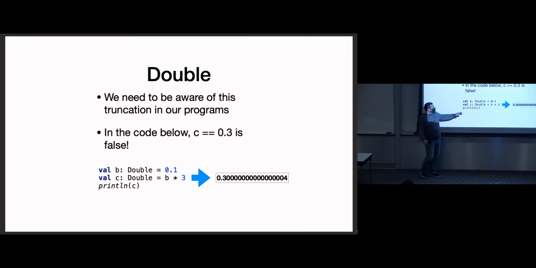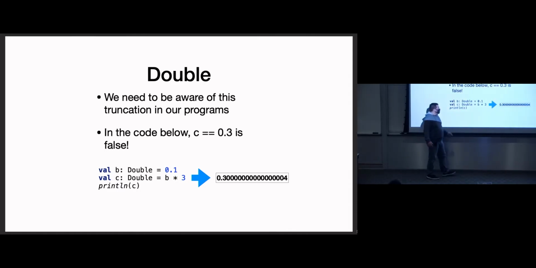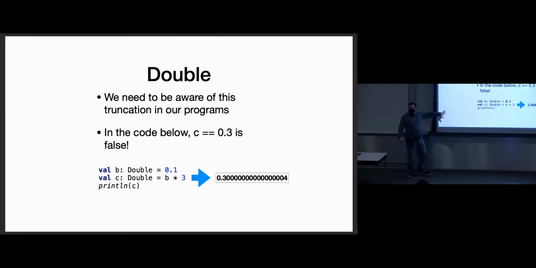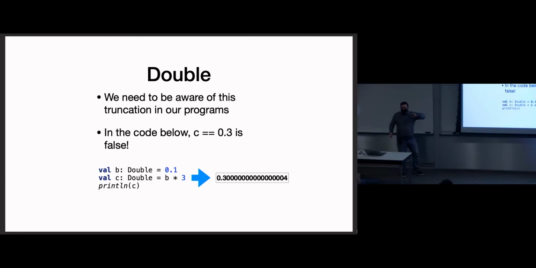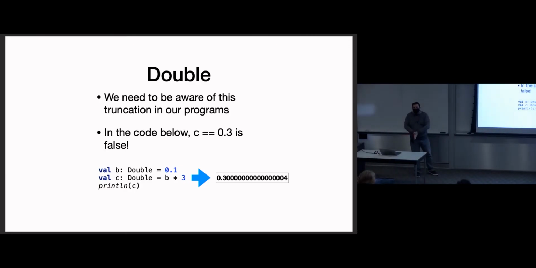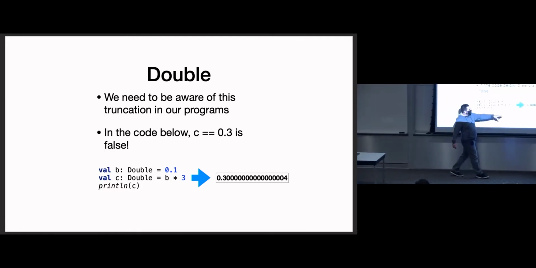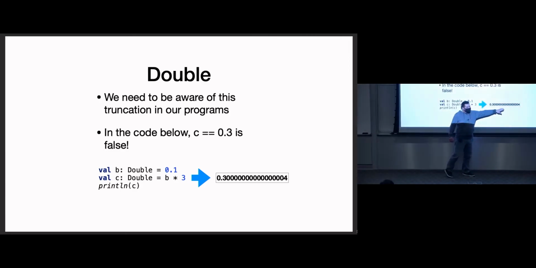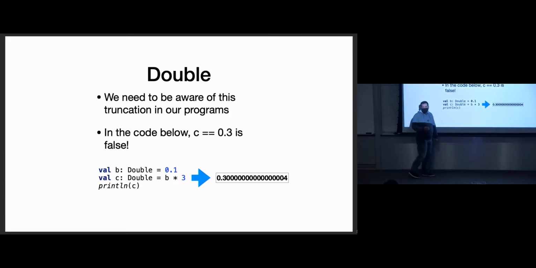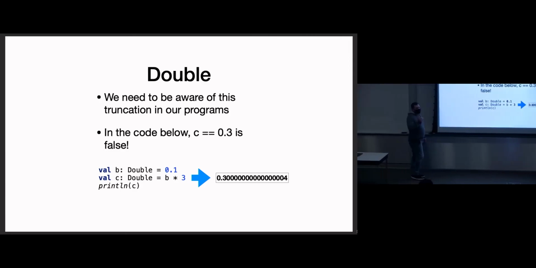But once we start doing a little bit of math, I'm just going to times it by 3. This is Scala code. It's in the examples repo. You can run it right now. Multiply that thing by 3 and just print the result to the screen. And you're going to get something that's very, very close to 0.3, which is what you would expect. But it's not exactly 0.3.